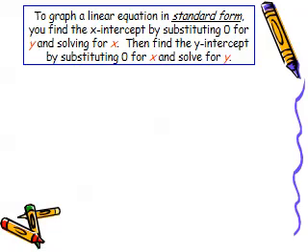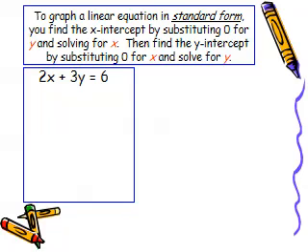Alright, to graph a linear equation if it's in standard form. Now this is important stuff right here. Make sure you're following along. If you need to rewatch this part, go ahead and do it. We find the x-intercept by plugging 0 in for y, and then we solve. We find the y-intercept by plugging 0 in for x, and then solving.